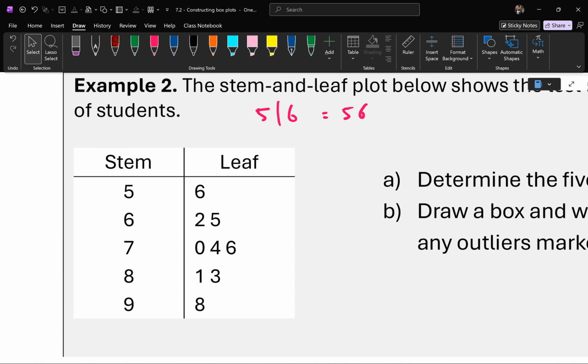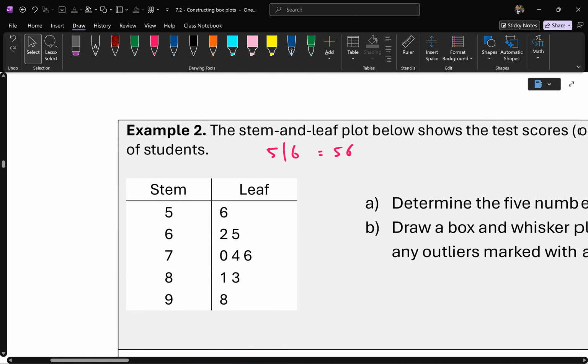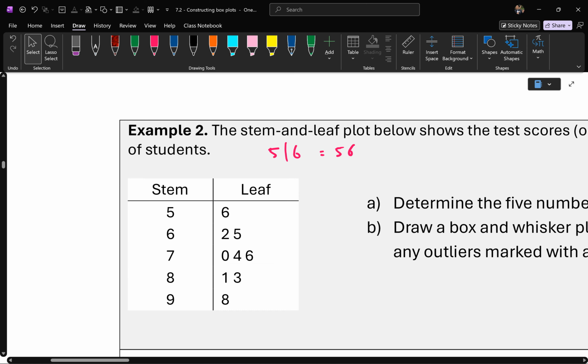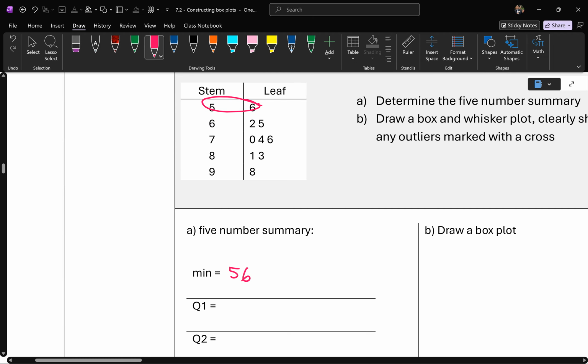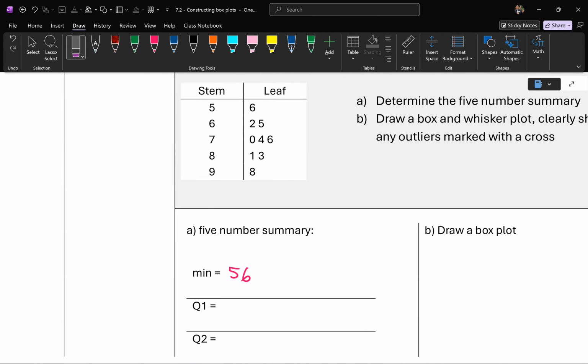So what's the minimum? What's the minimum number that we have here? Can I please have, let's go with Ishara. What's the smallest number in the stem and leaf plot that you can see? 56, very good. That's the smallest number, so we're going to write in 56. Okay. Now, for those of you who find it hard to read from a stem and leaf plot, you can actually write the numbers out. You can write out 56, 62, 65, 70, 74, 76, 81, 83, and 98. I personally don't normally do that. I actually just look at stem and leaf plot.